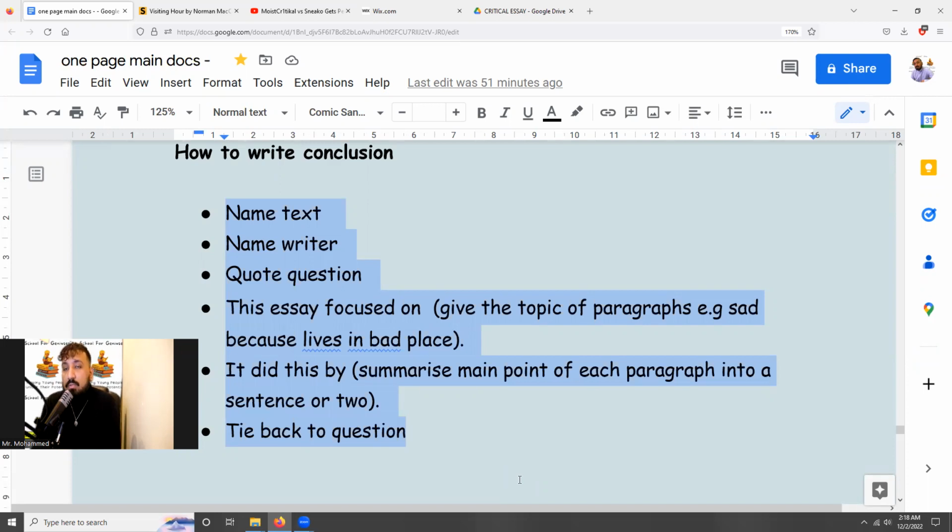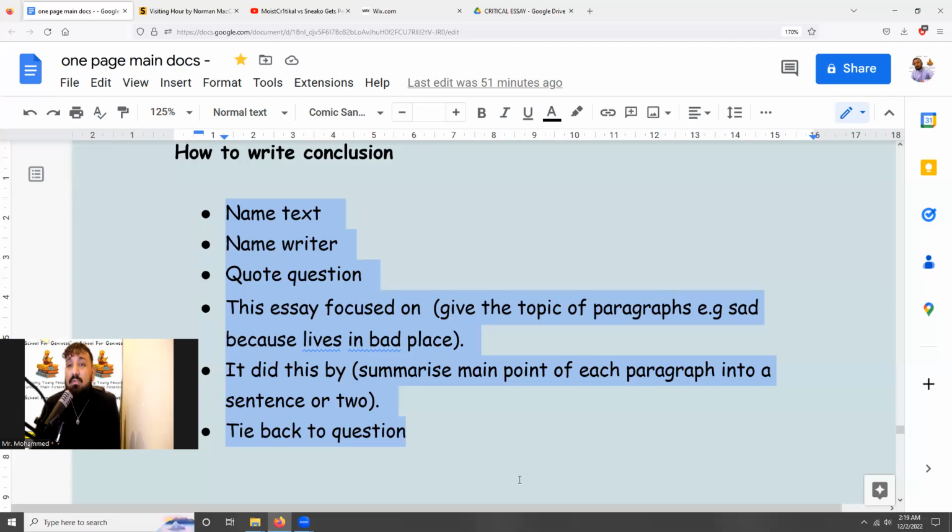Okay, welcome back. So what you need to know about a conclusion. The first question we want to ask is, what exactly is a conclusion? What does a conclusion do? A conclusion is the end of the essay. And what a conclusion does is primarily two things. One is it restates the question. It gives the question again to the reader, so it reminds the reader of the question and the focus of the essay, just like you did in your introduction.